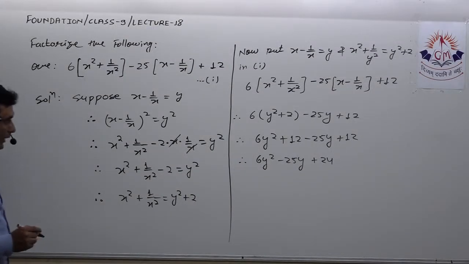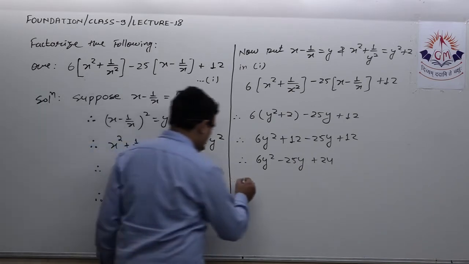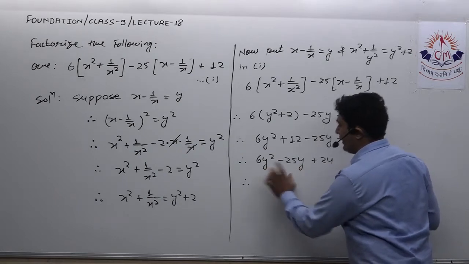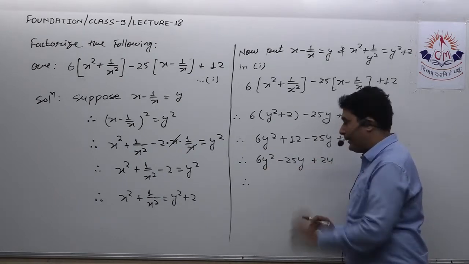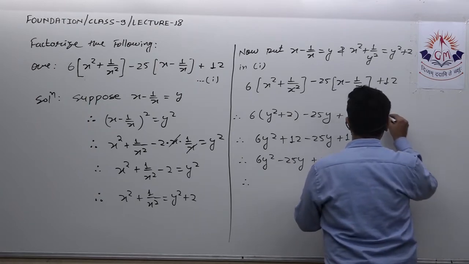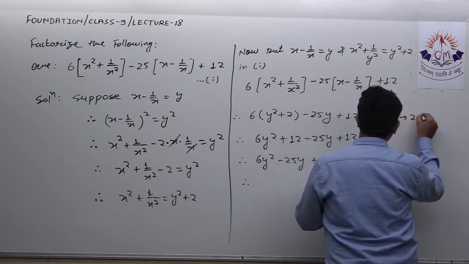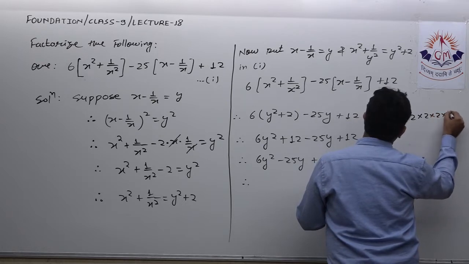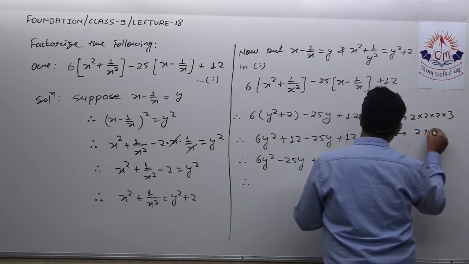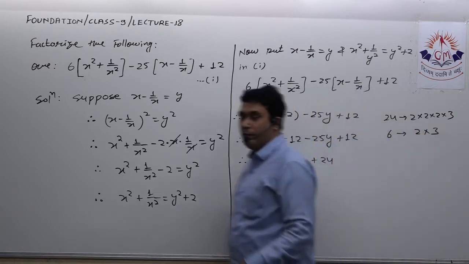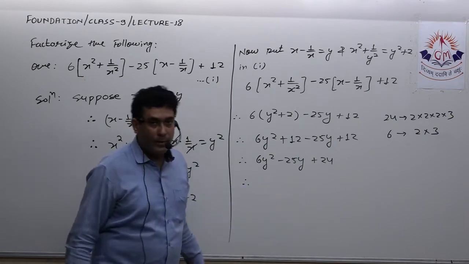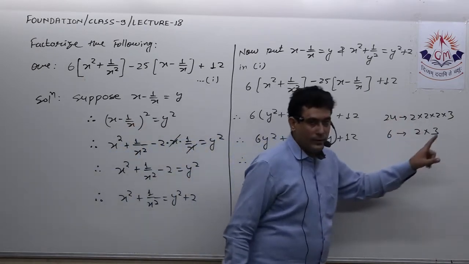So hope you got this. Here we have to find the factors of 24 multiplied by 6 to get minus 25. So I'll find the factors of 24, that are 2 into 2 into 2 into 3, that is 8 into 3, and factors of 6 are 2 multiplied by 3. Now I have to take the different combinations to get minus 25 using all these factors.